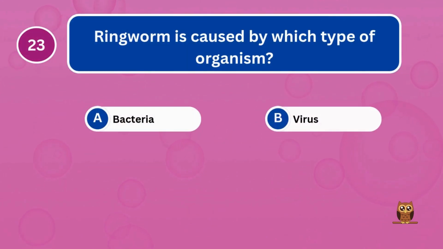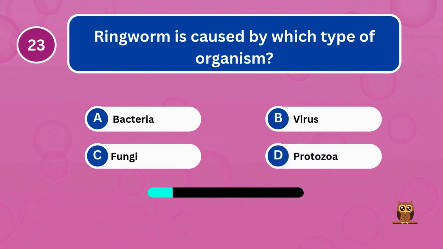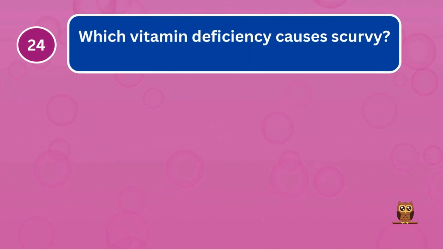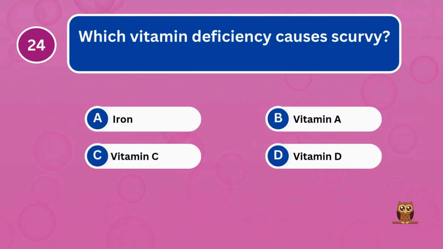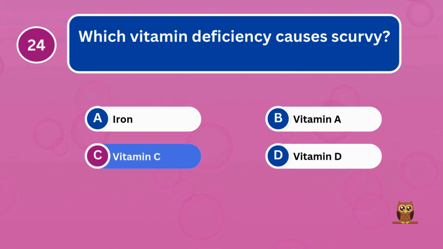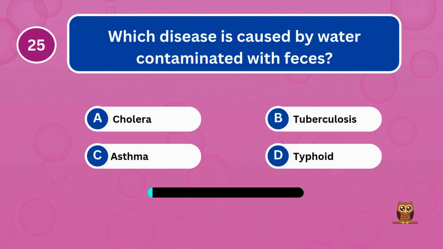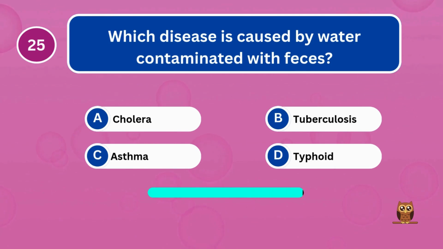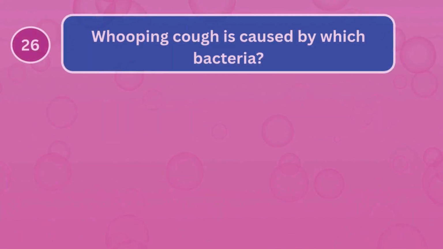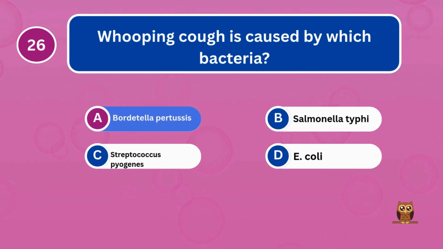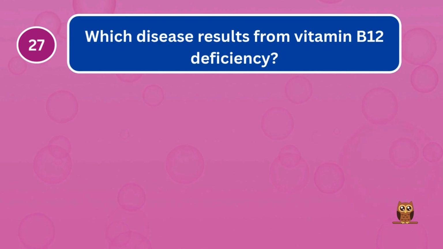Ringworm is caused by which type of organism? Fungi. Which vitamin deficiency causes scurvy? Vitamin C. Which disease is caused by water contaminated with feces? Cholera. Whooping cough is caused by which bacteria? Bordetella pertussis.